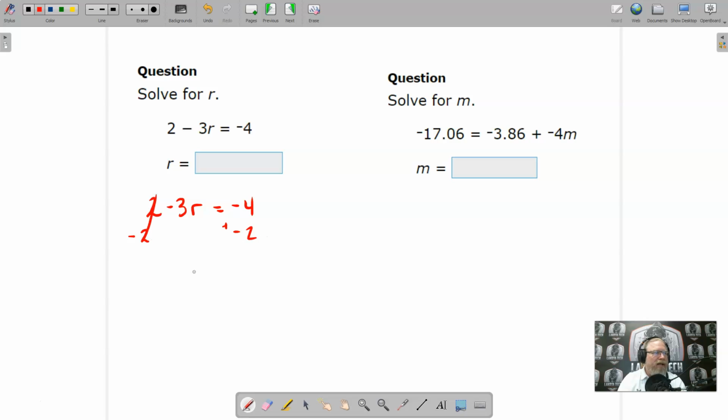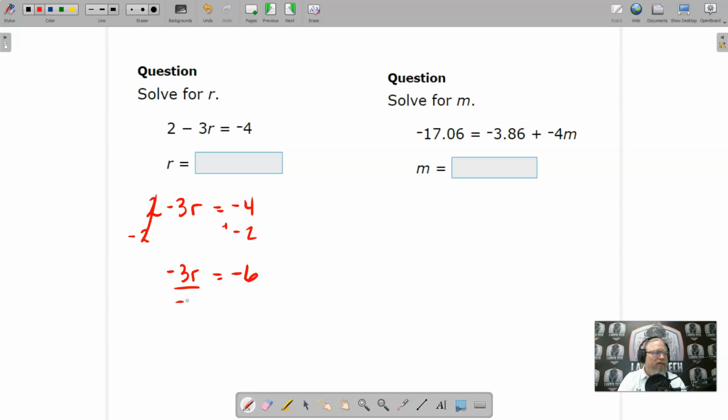So the 2's going to cancel each other, leaving me with negative 3r. Be careful not to just bring down 3r. You've got to bring down the negative 3 right there. So bring that down there. And then negative 4 plus negative 2 is going to get even more negative and be negative 6.